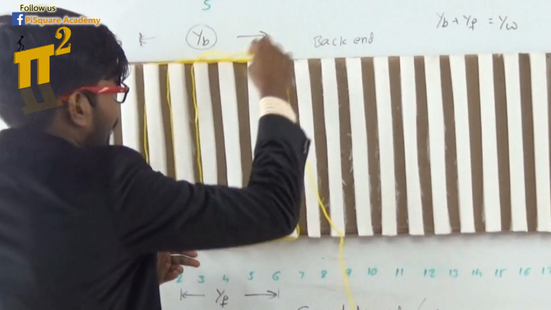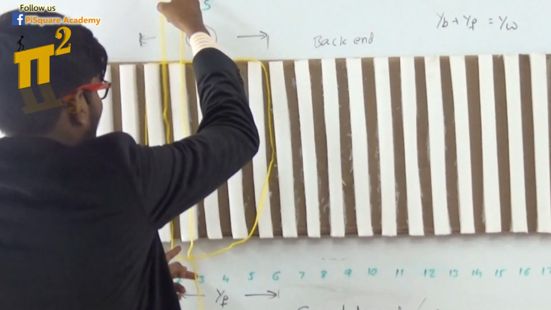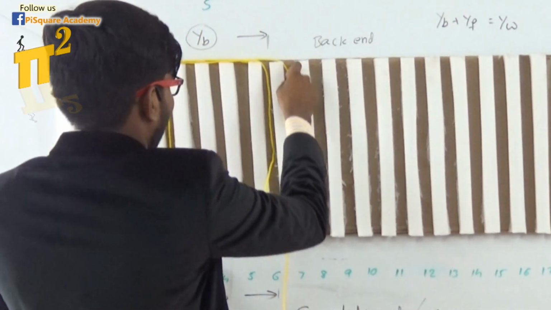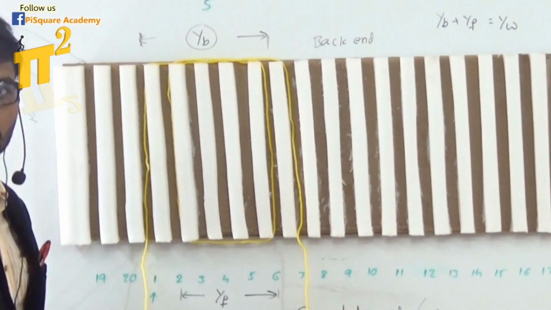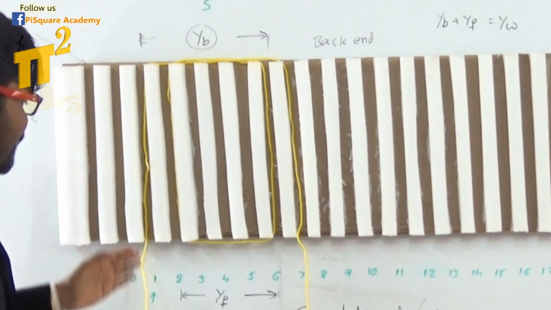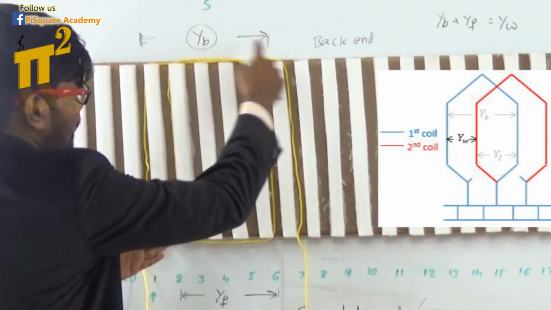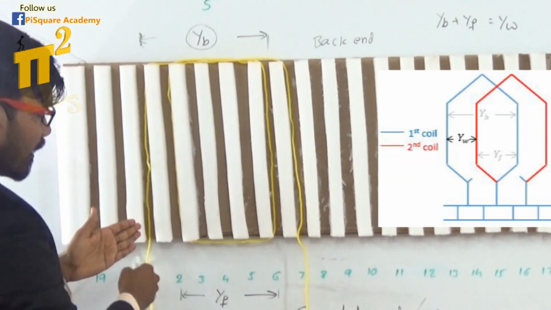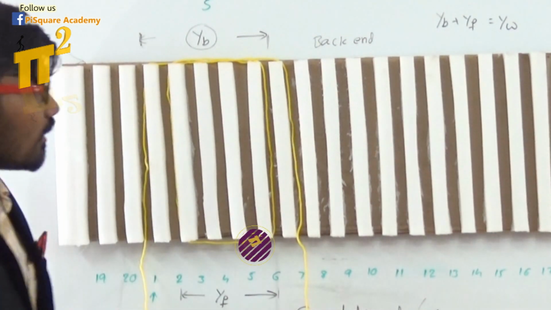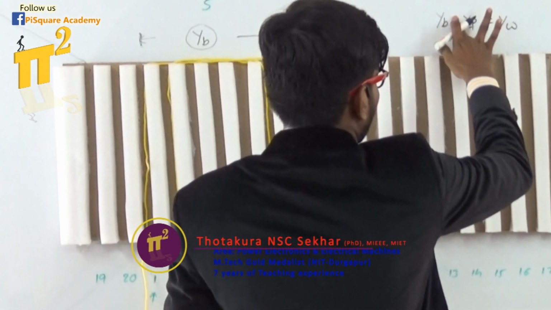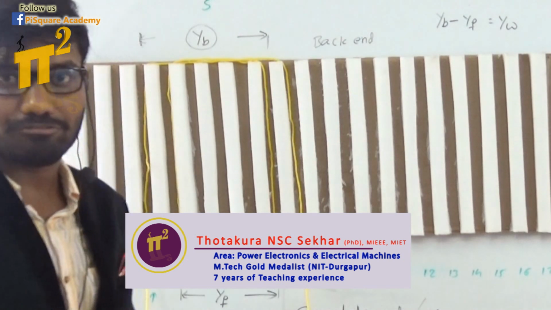Now what is a retrogressive winding? I think I forgot to say winding pitch here. What is winding pitch? It is the distance between two consecutive coils. What is the distance between these two coils? This is the first coil and this is the second coil. Distance is 2 minus 1, that is 1. So in case of lap winding, winding pitch equals YB minus YF.